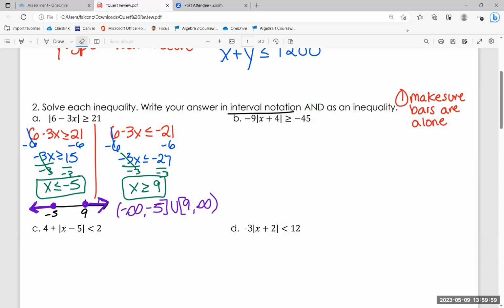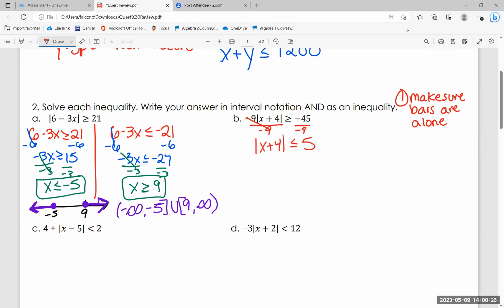All right, so part B. So first things first, we want to make sure the bars are by themselves. So I notice there's a -9 in front of my bars. So I do need to get rid of that. So the -9 is being multiplied by the bars. So we divide by -9. So that would make this x plus 4. When we divide both sides by a negative, inequality flips, and the -45 divided by -9 would be +5.